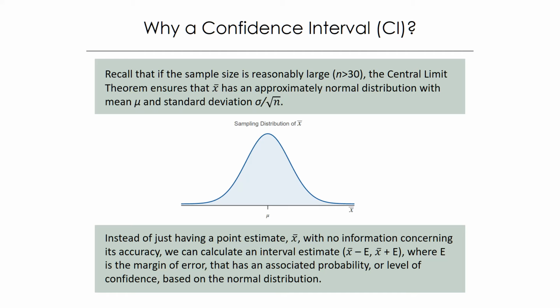So we have this sampling distribution of x bar, which is bell-shaped, centered around mu, the population mean. So our sample means, our x bars, are normally distributed around mu. Instead of having just a point estimate, x bar itself, with no information concerning its accuracy or how good it is, we can calculate an interval estimate, x bar minus a margin of error E and x bar plus a margin of error E, that has an associated probability or level of confidence based on this normal distribution.